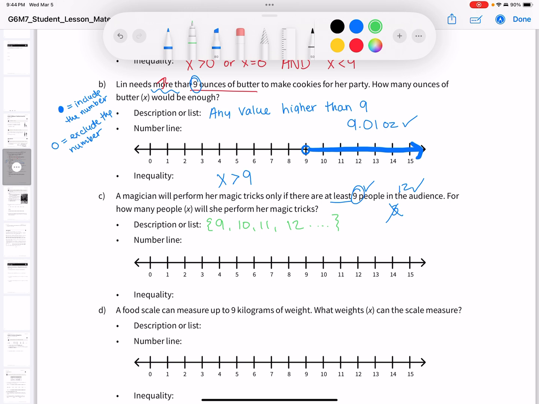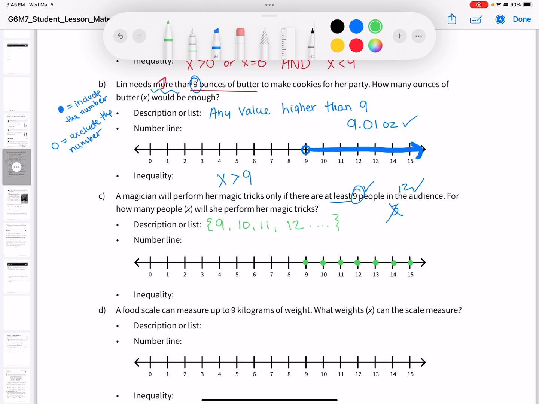So what does my number line then look like? Well, it's going to be a closed dot because it includes 9, right? So you're going to have 9, but you can also have 10 people or 11 people or 12 or 13 or 14 or 15, on and on and on, right?